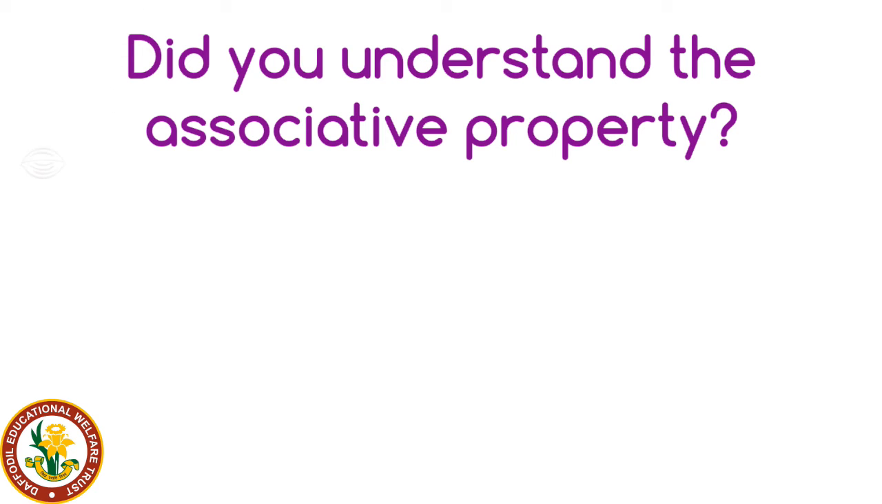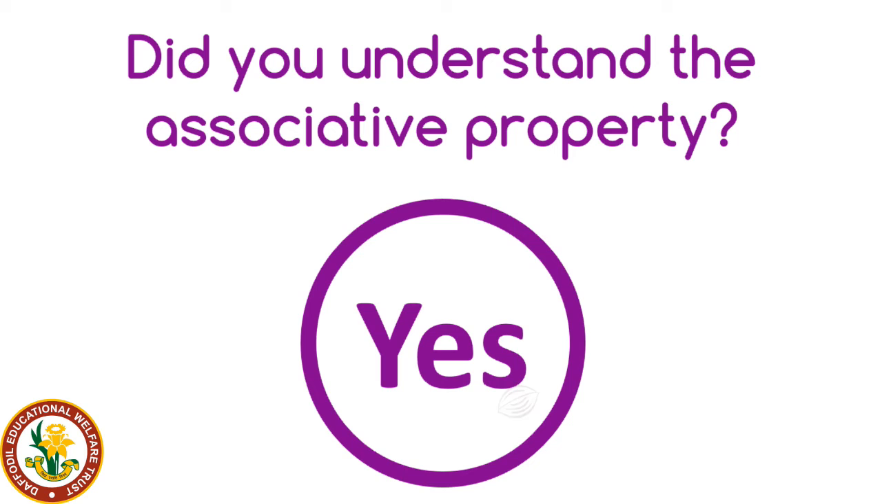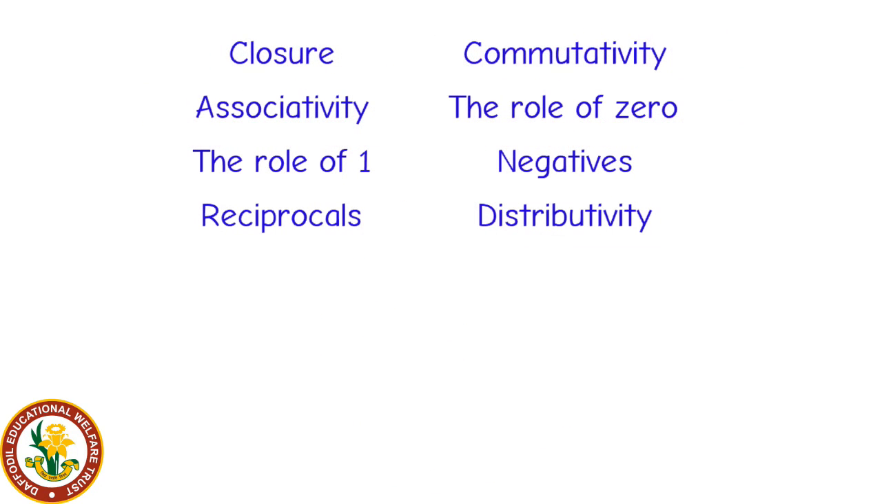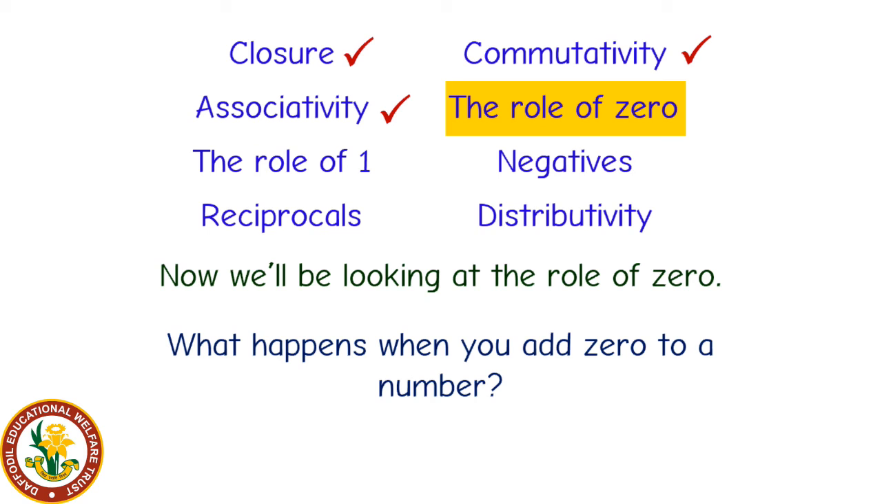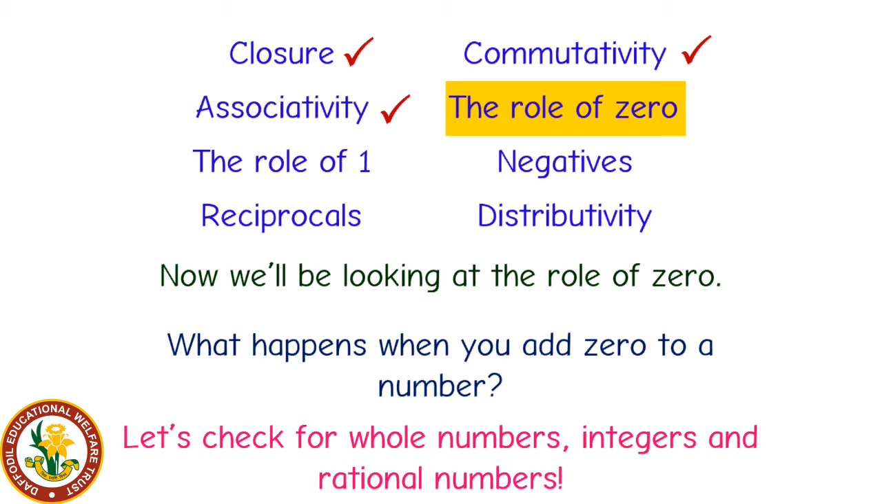Did you understand the associative property? Yes. We've understood what is closure property, commutativity, and associativity of the rational numbers. Now, we'll be looking at the role of 0. What happens when you add 0 to a number? Let's check for whole numbers, integers, and rational numbers.